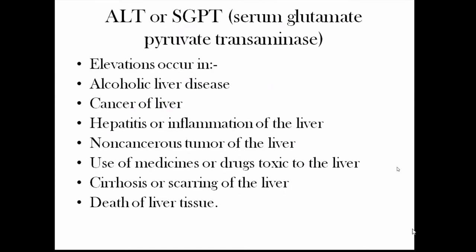ALT elevations, you can go over that slide. These are the other things that cause elevation of ALT. But the only thing we're going to note here is that ALT is mainly a liver enzyme. Elevations occur in acute liver disease, acute liver failure, alcoholic liver disease, neoplasm of the liver, hepatitis, non-cancerous conditions. Everything is talking about the liver. It's liver cell tissue death. So ALT is the main liver enzyme.